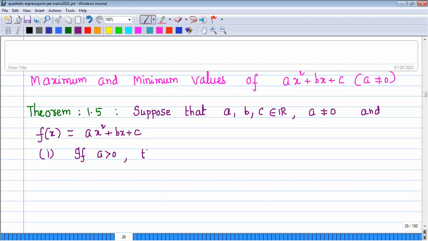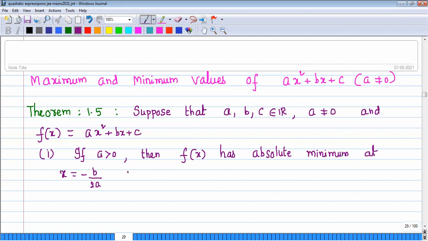Then f of x has an absolute minimum at x is equal to minus b by 2a. At x is equal to minus b by 2a, the quadratic polynomial f of x attains the absolute minimum.